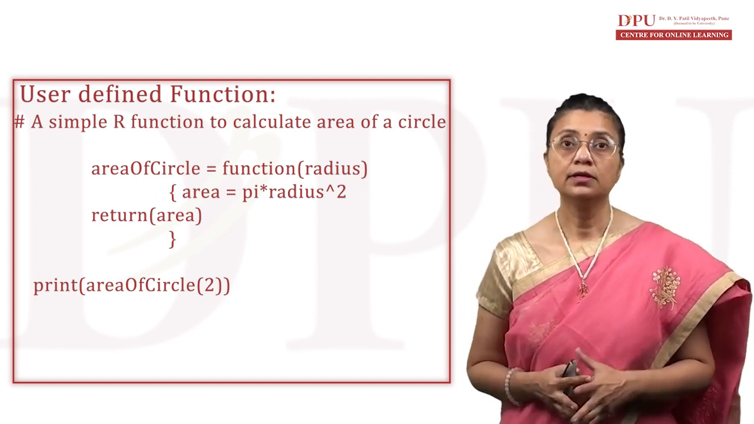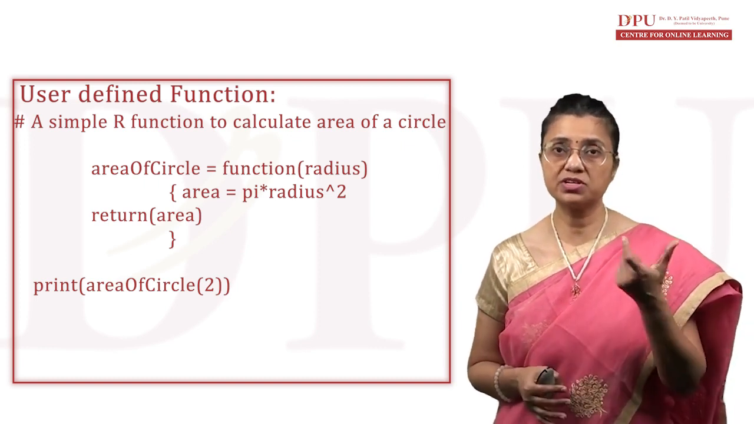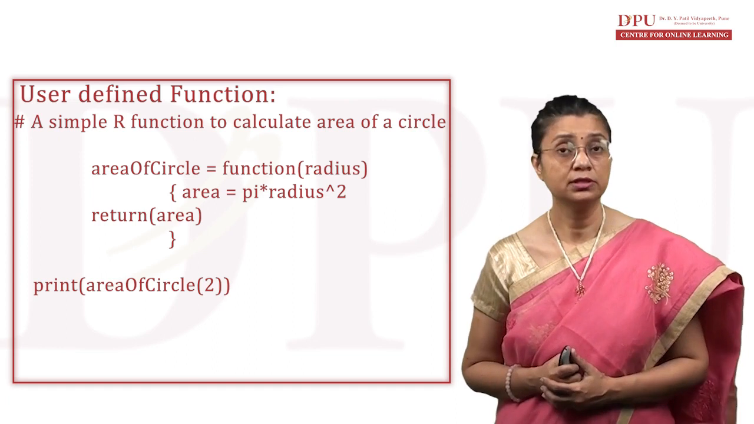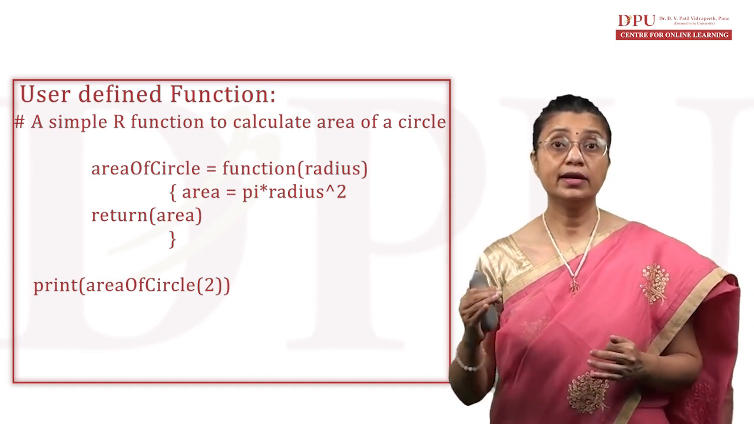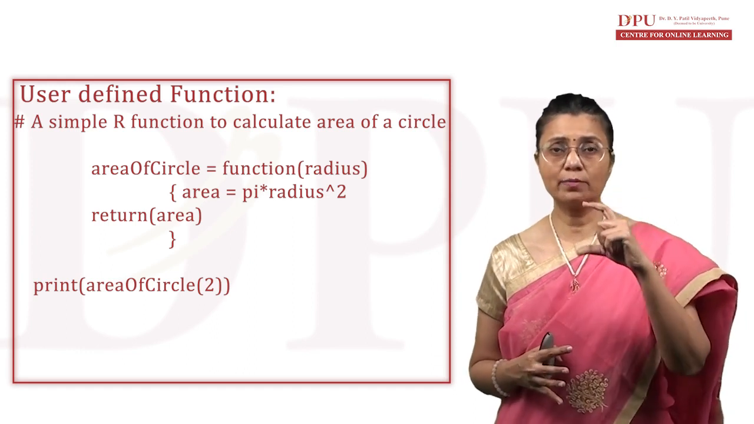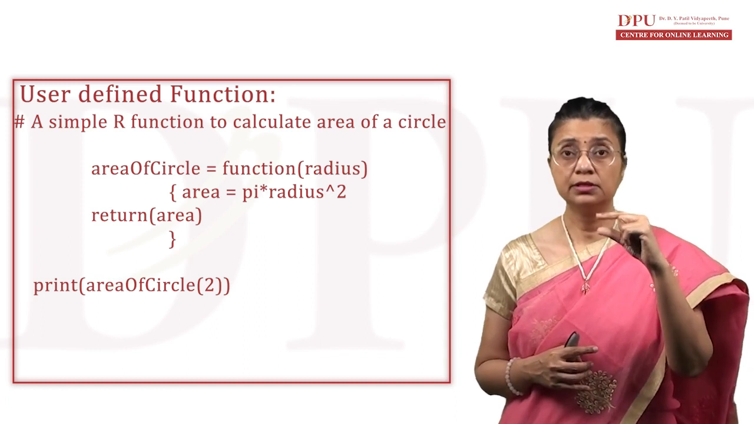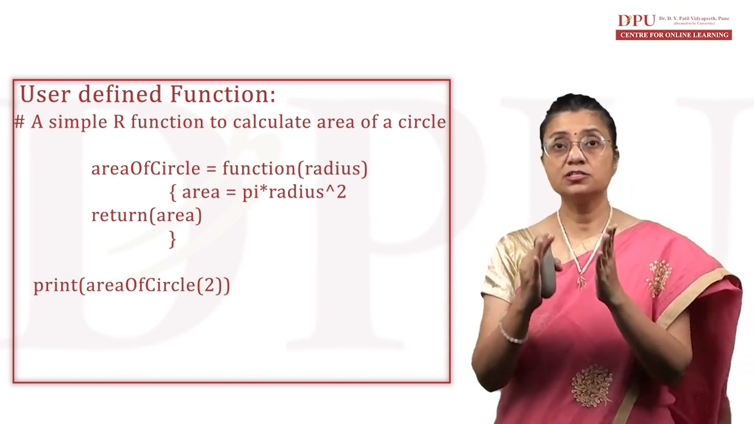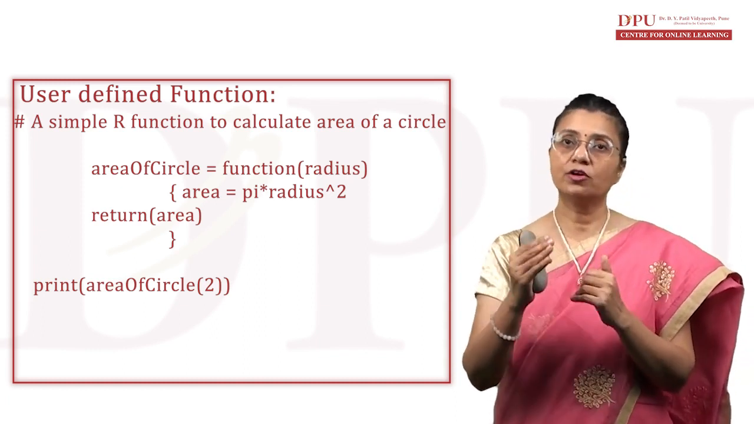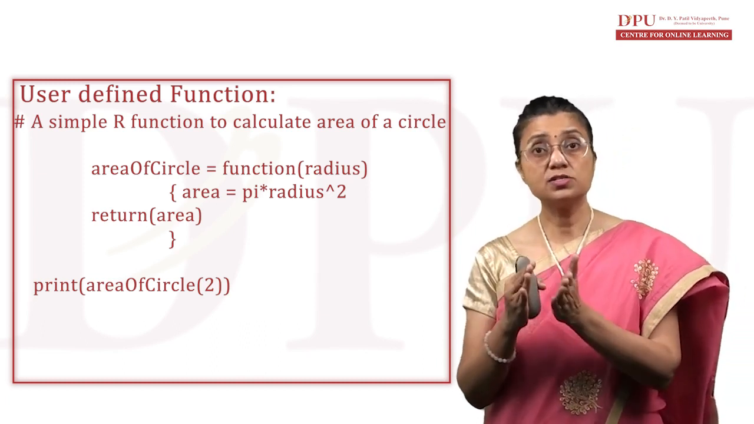So what I have done, area of circle is equal to function radius, which means area of circle has been equated to a function where I am passing radius as a variable. Now within the square brackets, within the curly brackets, you can see area variable, which is equal to pi into radius to the power of 2, which means pi r square. Pi into radius into radius.